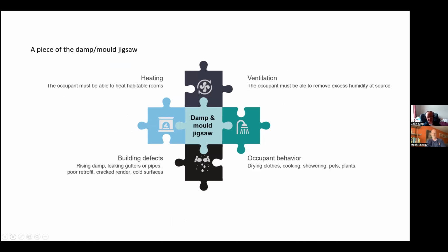So I always like to think of damp and mould as a bit of a jigsaw. And actually, how do we get all these bits to work together so that we've got heating? The occupant must be able to heat the habitable homes. So basically, those rooms have got to have a system which is capable of raising the temperature to, as I say, a minimum of 18 degrees in a reasonably good time.